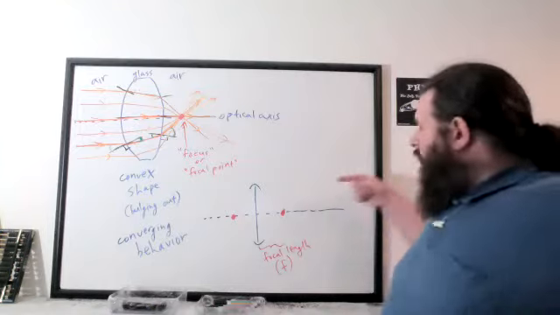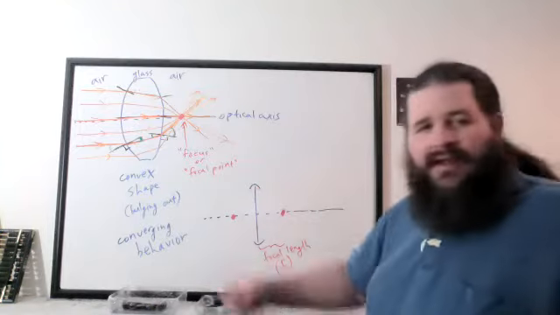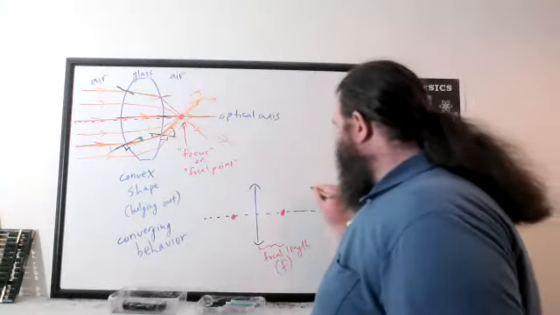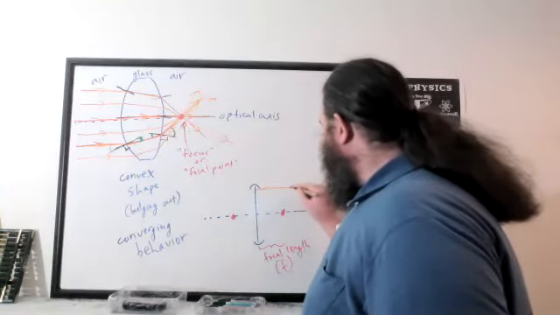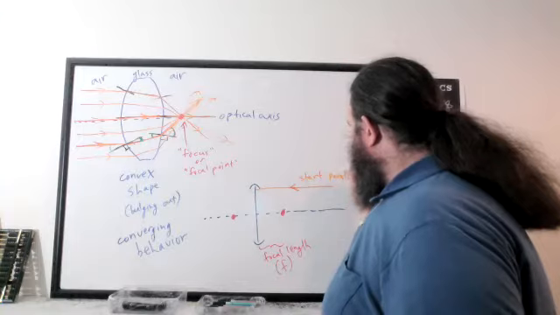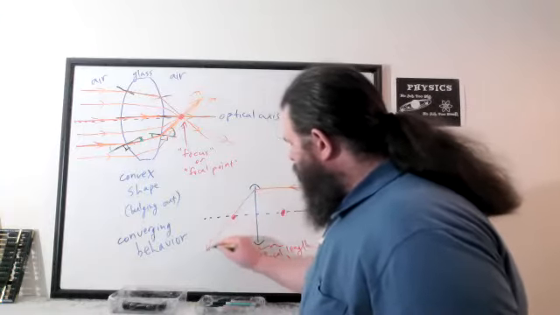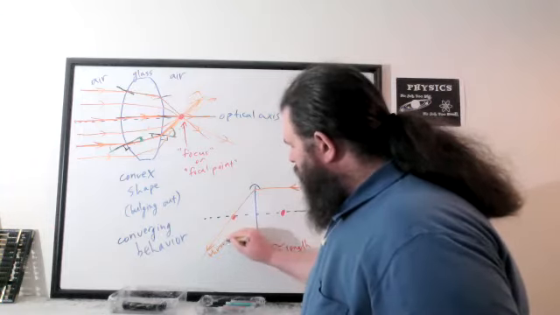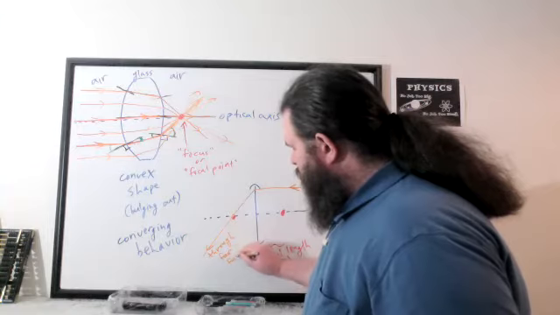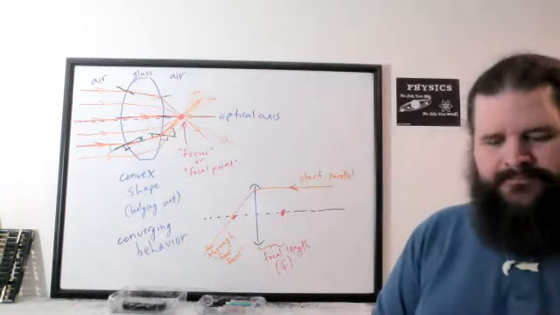So if you send in a ray of light parallel to the optical axis, you know it's going to bend to hit the other focal point. Any ray of light that starts off parallel to the optical axis must bend to go through what we often describe as the far focus. That is the focal point on the other side.